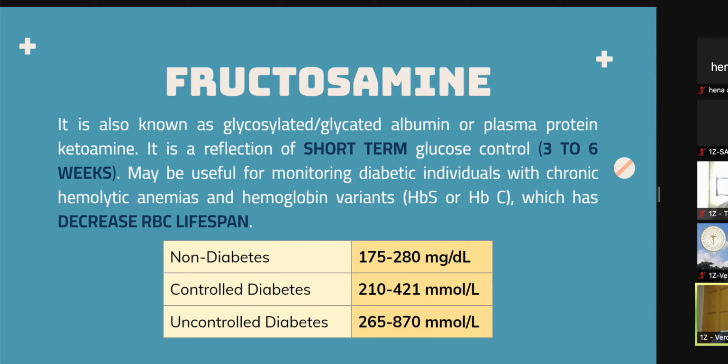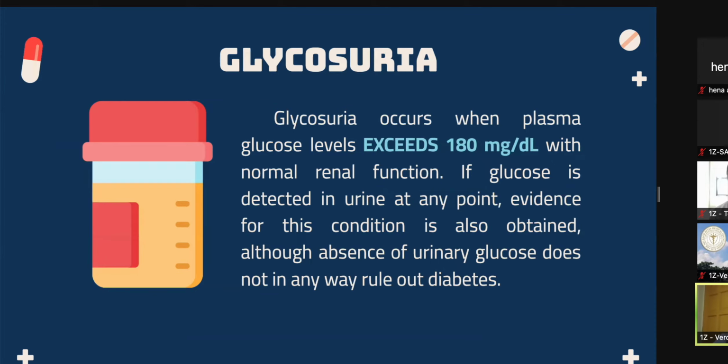So for non-diabetics, this should be 175 to 280 millimoles per liter. Controlled diabetic, 210 to 421 millimoles per liter. Uncontrolled diabetes, 268 to 870 millimoles per liter. So for glycosuria, glycosuria occurs when plasma glucose levels exceed 180 milligrams per deciliter with normal renal function. If glucose is detected in urine at any point, evidence for this condition is also obtained, although absence of urinary glucose does not in any way rule out diabetes.